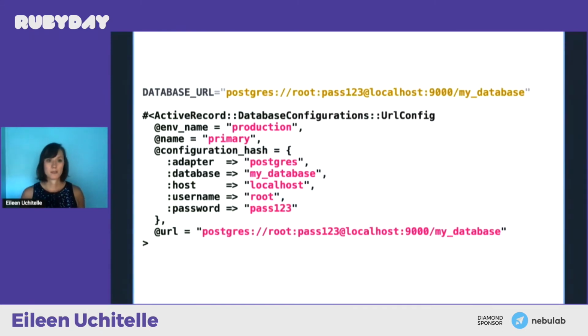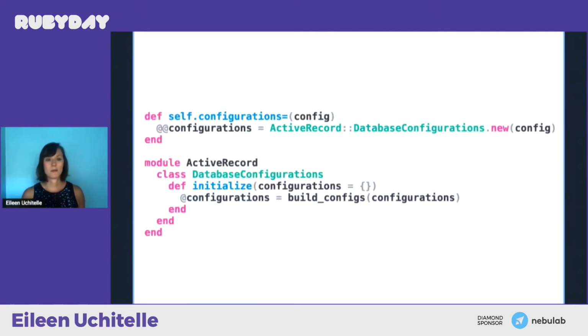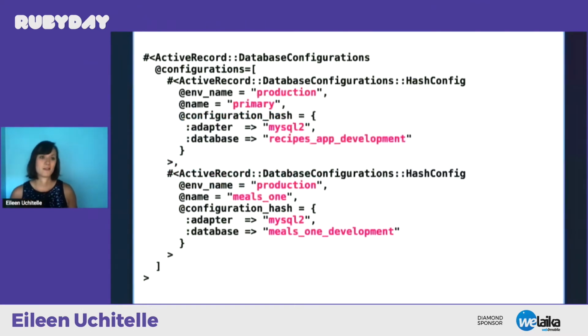Database configuration objects get generated by Rails when the application is booted in an Active Record initializer. This configurations method instantiates a new database configurations object, which loops through all of the hashes and turns them into objects. We're not going to dive into the build configs method because it's really not that interesting. The result returns an Active Record database configurations object that contains an array of configurations. These objects make it easy for us to iterate, enumerate, and select correct configurations from the list without parsing a 3-level hash multiple times.